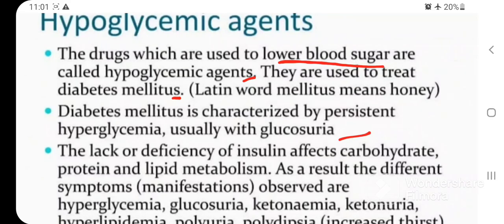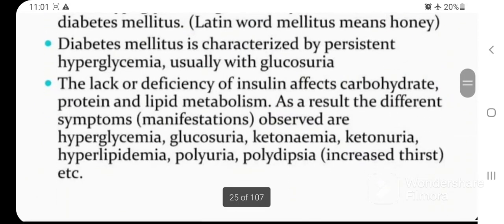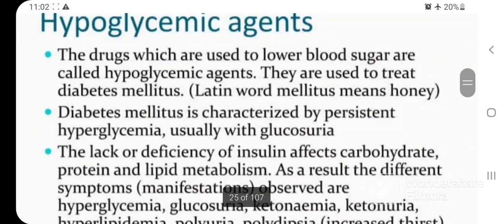It means there is an increase in the glucose level. Clear? The lack or deficiency of insulin affects carbohydrate, protein, and lipid metabolism. As a result, the different symptoms observed are hyperglycemia, glucosuria, then ketonemia, ketonuria, then hyperlipidemia, polyuria, then polydipsia, increased thirst. These are some of the introduction to diabetes mellitus.